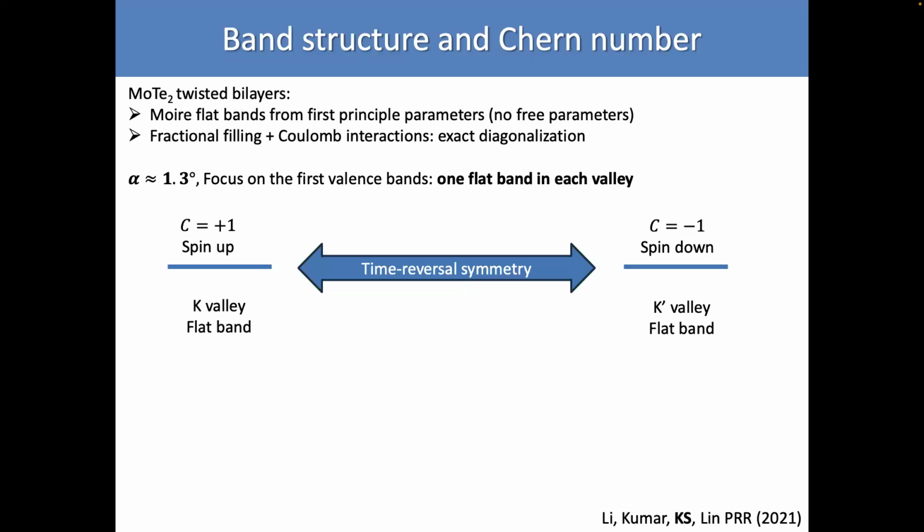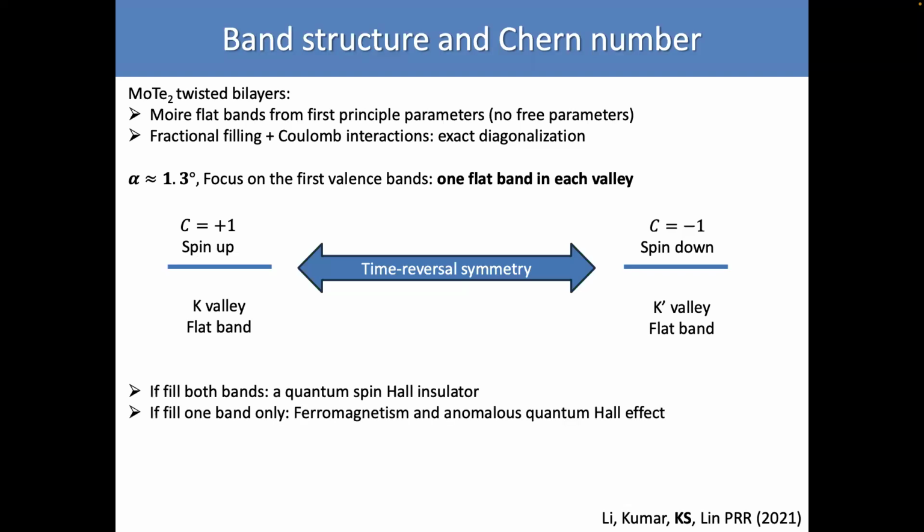Okay, great. So this is the setup. Before I discuss our simulation, let me briefly discuss what happens at integer filling. If we are at integer filling, we fill both bands, and then this is a quantum spin Hall insulator. We have spin up with Chern number +1, spin down with Chern number -1. If we fill only one of the bands and leave the other band empty, then we get a spin fully polarized ferromagnet. And this ferromagnet happens to be an integer quantum anomalous Hall state, because if particles fill one of the bands, we have a non-zero Chern number.